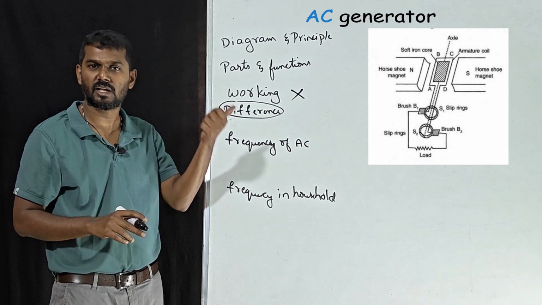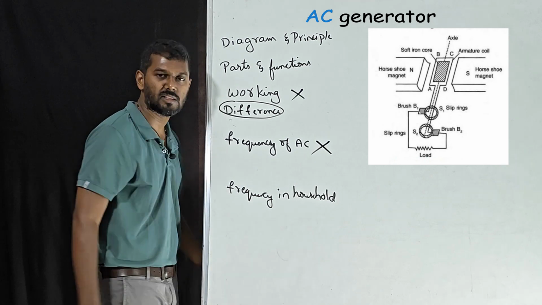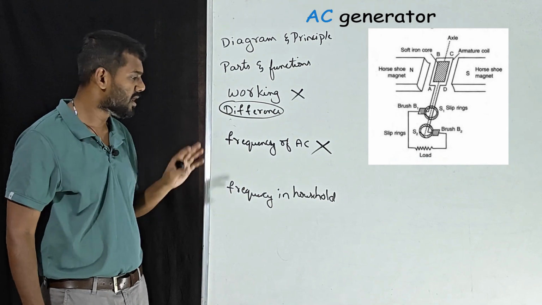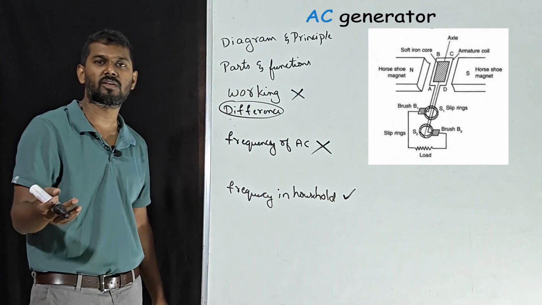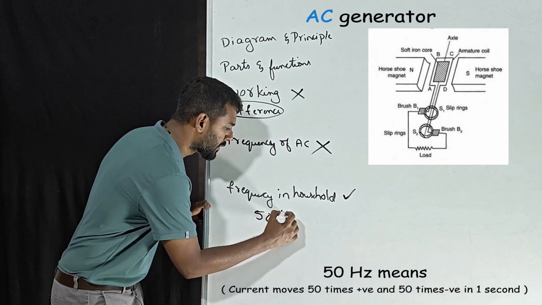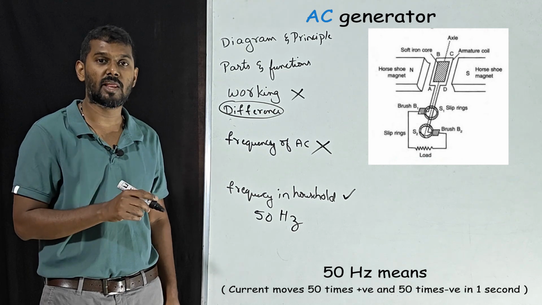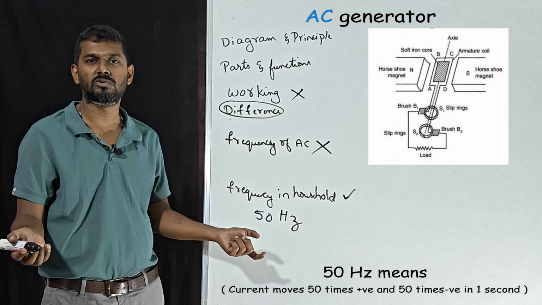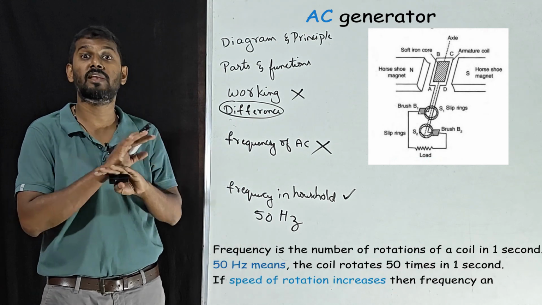Differences between AC generator and DC motor, and frequency of alternating current. The frequency formulas and all those things are not there in the syllabus. Frequency in household is there, a very simple answer. What frequency do we use in our household circuits? That is nothing but 50 Hertz. This was asked in 2025 in the annual exam for 1 mark. How easy is that? What is the frequency used in household circuits throughout India? 50 Hertz. It will never change.